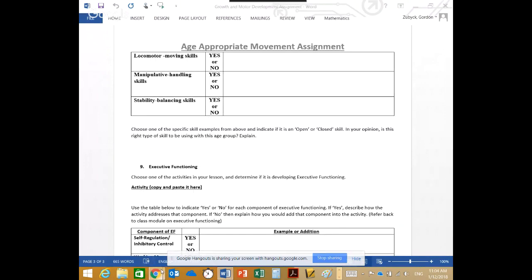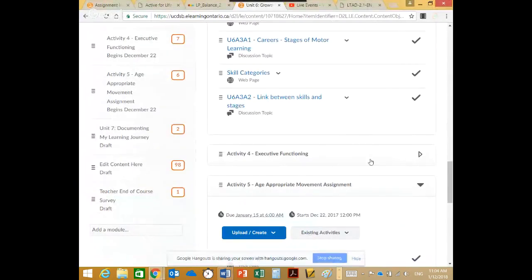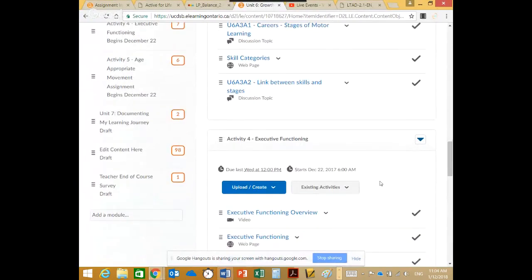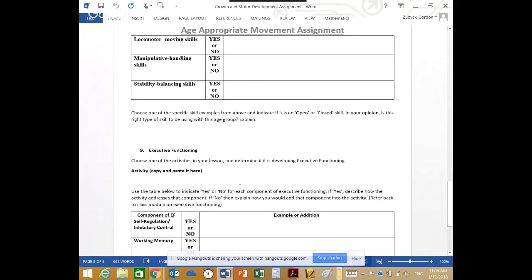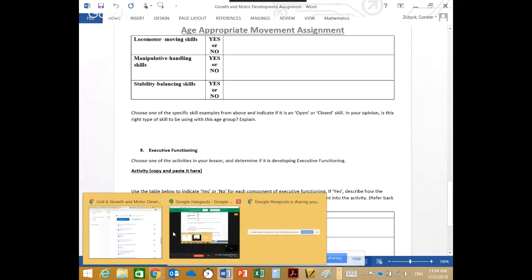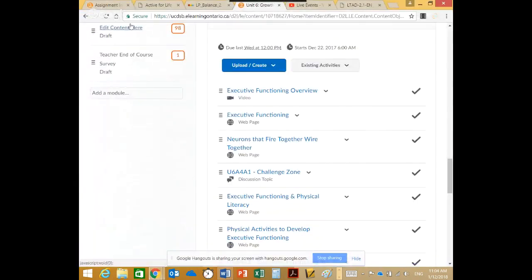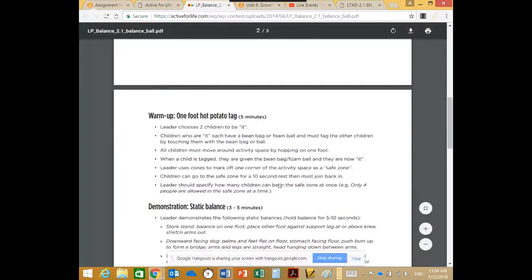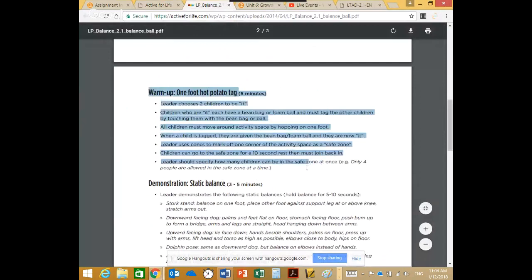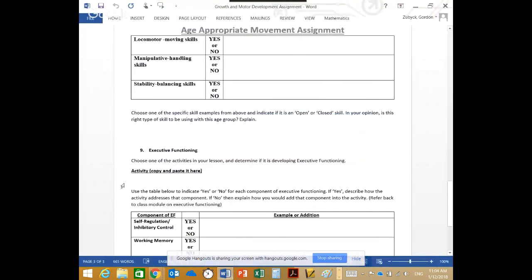So executive functioning, which follows in the content as well. So there's a section on executive functioning, and there's your information and content for that. Here you're going to choose one of the activities in this lesson to determine if it is developing executive functioning. So you can take the activity from the actual assignment itself, and you would just copy and paste it into this template. So again, going back into this here. So for example, perhaps this was the game you're using. You would just highlight it, copy it, and then you're going to take it back and paste it right into this spot here.